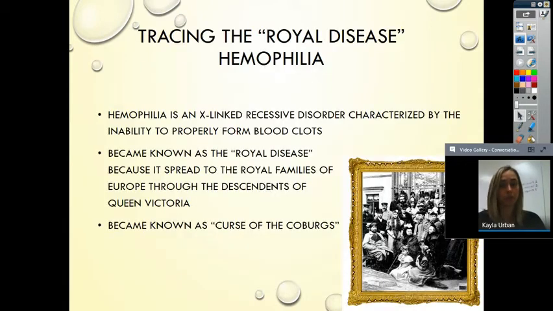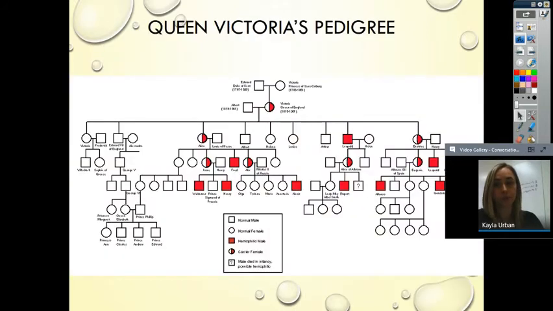Hemophilia is the royal disease. It's an X-linked recessive disorder characterized by the inability to properly form blood clots. It spread through the royal families of Europe through the descendants of Queen Victoria. And we discussed it a little bit in the last notes. They ended up calling it the Curse of the Coburgs.